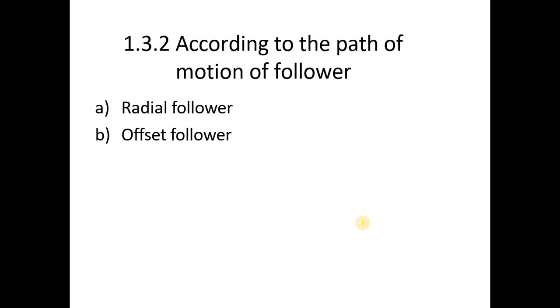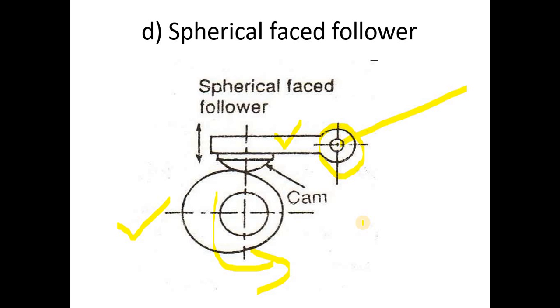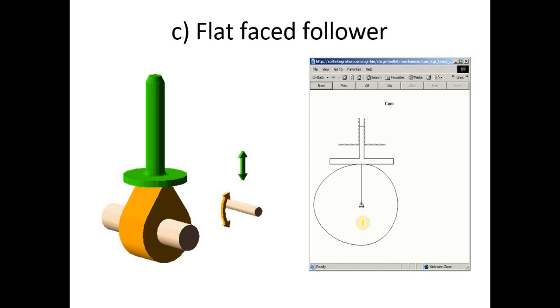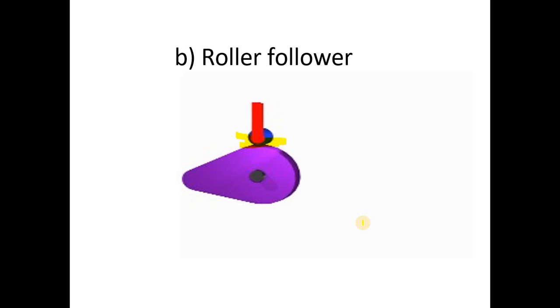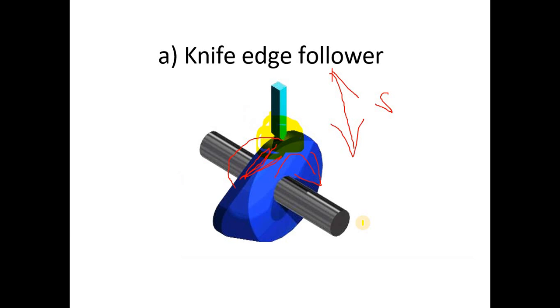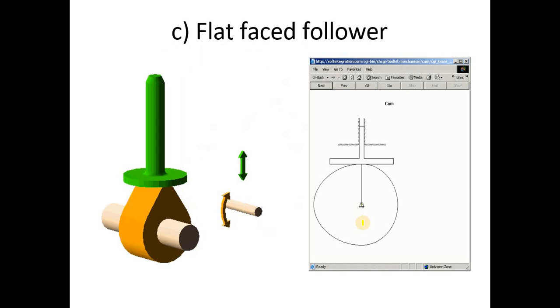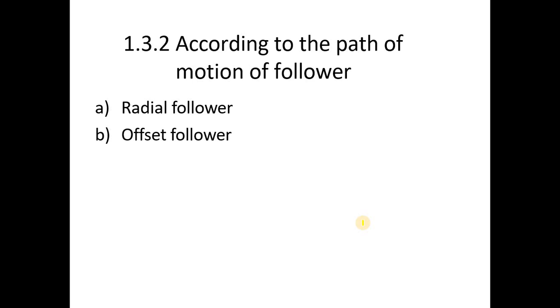So according to the path of the motion of the follower, our first classification is based on the shape of the follower: knife edge, roller follower, flat faced follower and spherical faced follower. These are the shapes. Look at this, spherical face, this is the shape of the follower. This is the flat face, this is the shape of the follower. This is the roller follower, this is the shape of the follower, that is roller. So this is the classification according to the shape of the follower.